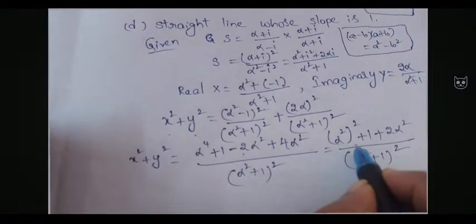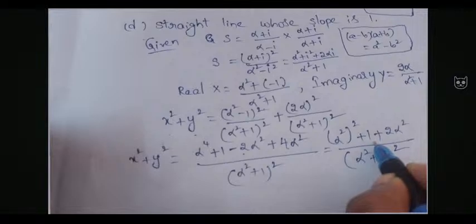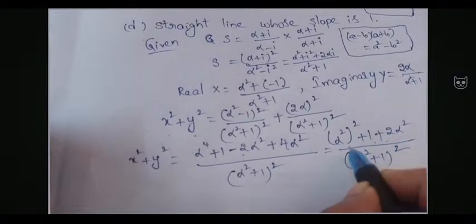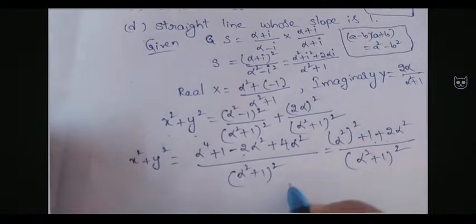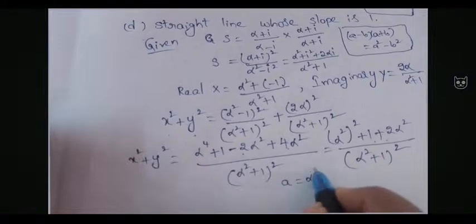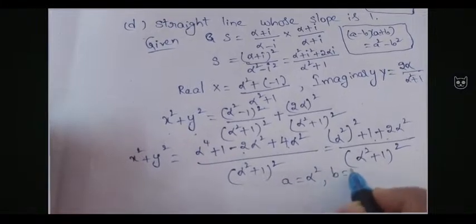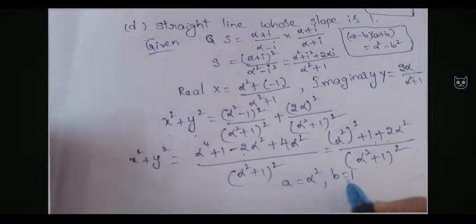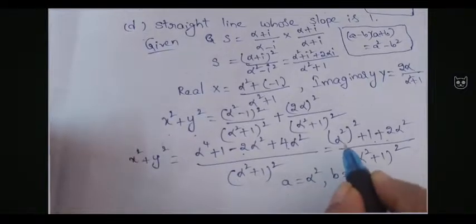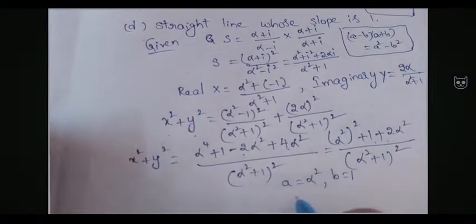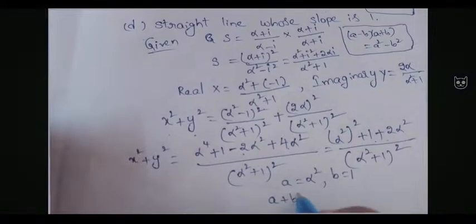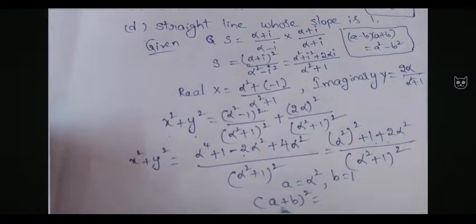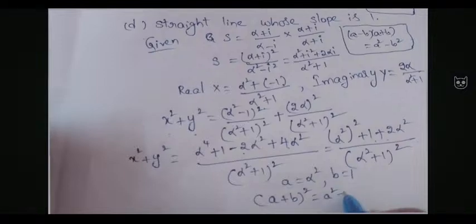If we observe this numerator, it is a² + b² + 2ab. Means a is how much? Here a is α², b is 1. So when you write in the formula (a + b)², suppose if I write (a + b)², that is a² + b² + 2ab.